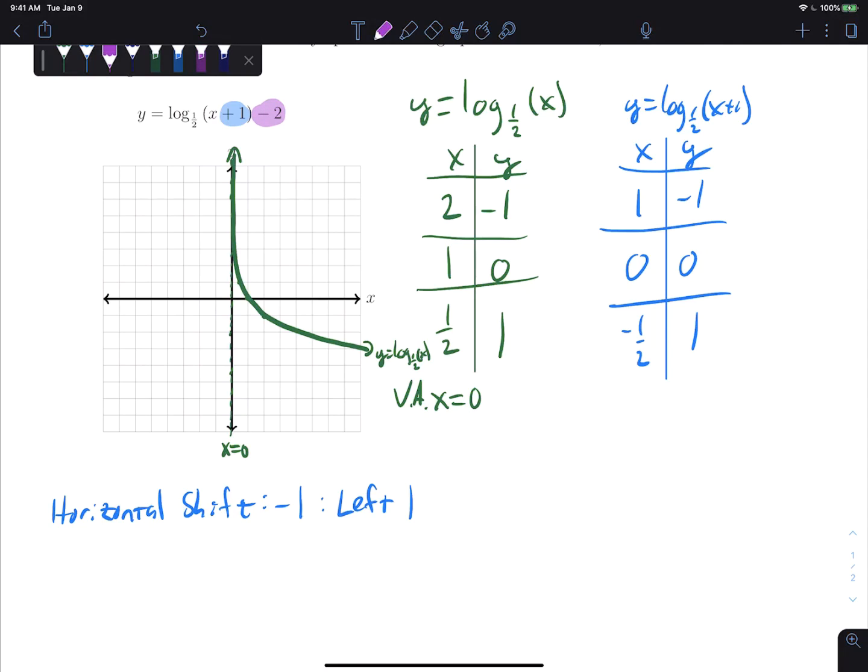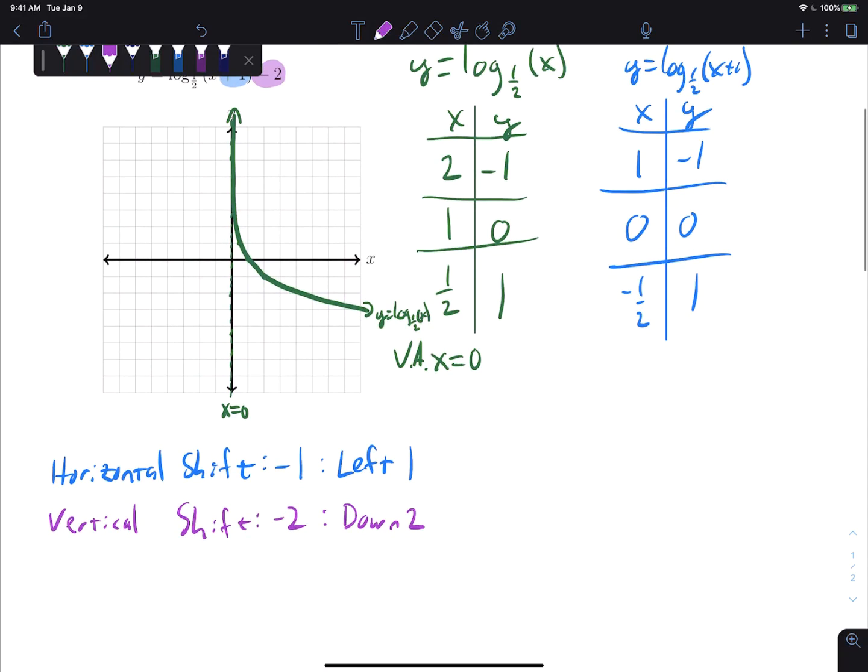Now that -2 is outside of the argument, it's outside of the logarithm, which means that this is a vertical translation, or a vertical transformation of some sort. Now the -2 is a shift because it's out there by itself. If you had a number in front, say 2 in front of the logarithm like that, that would be a vertical stretch. But we don't have anything like that, so we're not going to have that here. So that would be a vertical shift, and it's a vertical shift of -2, which of course moves this down 2 units. And of course we can create a new table.